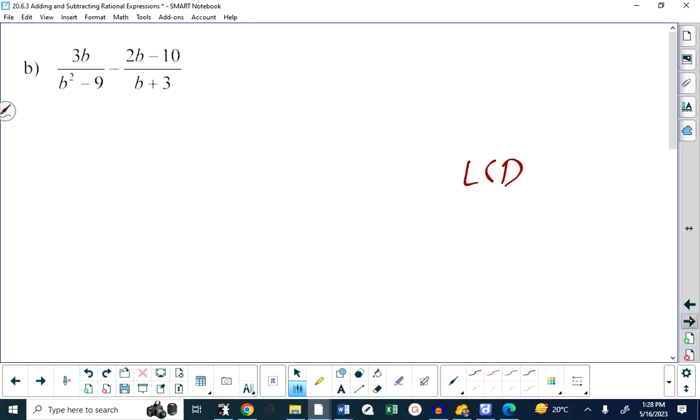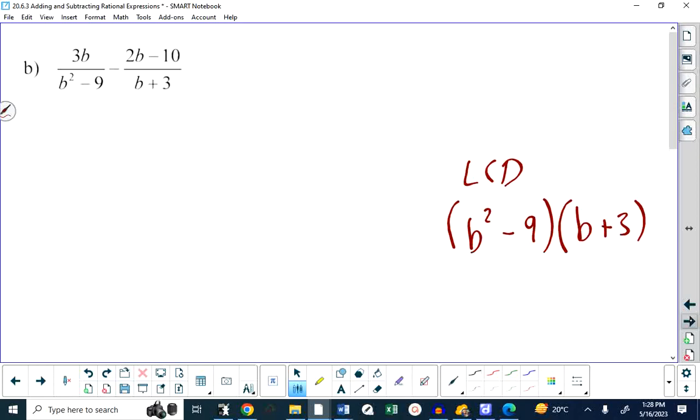Jay, what do you think it is? B squared minus 9. Excellent. B squared minus 9. Do not look at this and think, oh, the common denominator has to contain b squared minus 9 for the first fraction and has to contain b plus 3 for the second fraction. Why is this flawed, Jay? It's a difference of squares. Right, we've forgotten to factor first.